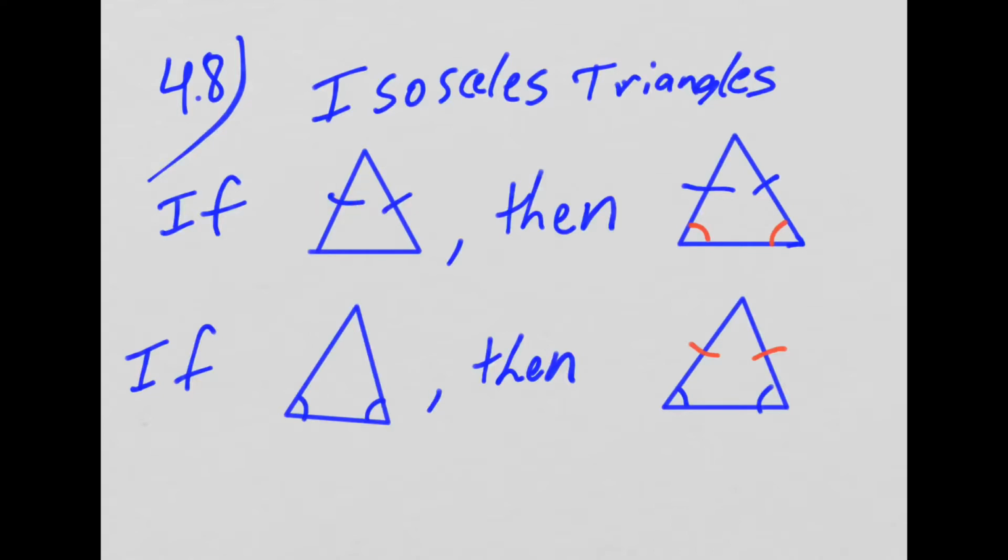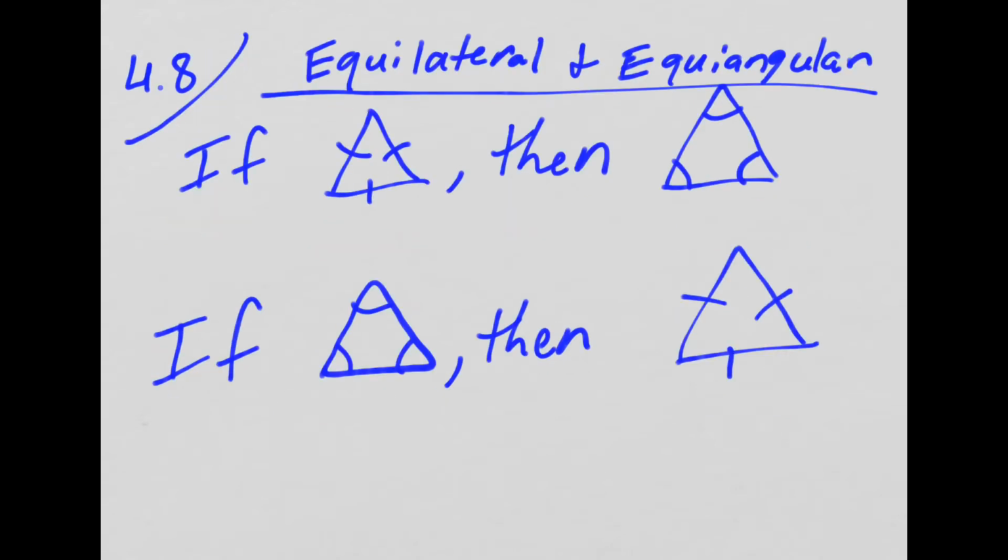If the two legs are the same length, then the base angles also have to be the same. And the same is true in reverse. If the base angles are the same, then the legs have to be the same length. And there are similar relationships for equilateral and equiangular triangles. If the side lengths are all the same, then the angle measures are all equal. And if the angle measures are all equal, then the side lengths have to be the same too.